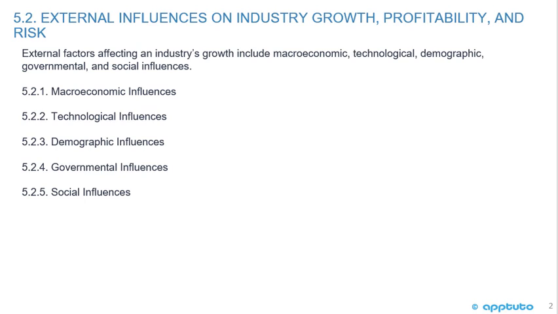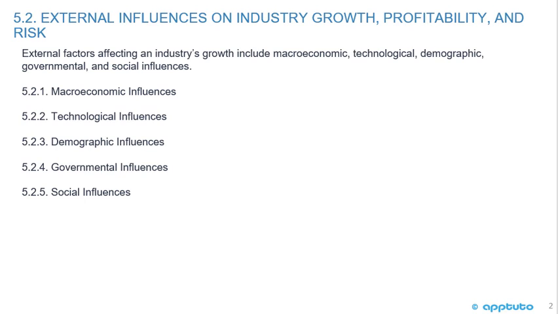Macroeconomic influences. This is gross domestic product, interest rates, availability of credit, and inflation. Technological influences talks about the computer hardware industry, for example. Let's talk about PCs or televisions or smartphones, whatever you want. And also it talks a little bit about Kodak, how digital cameras crushed the photographic film industry.